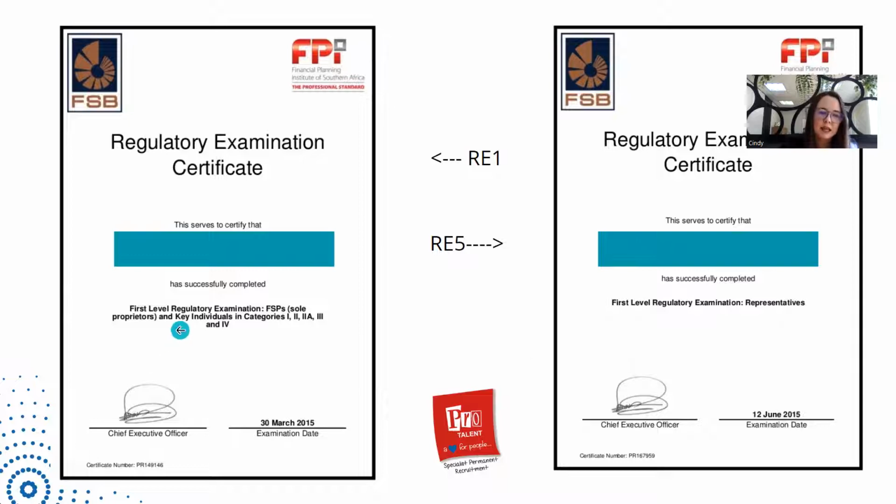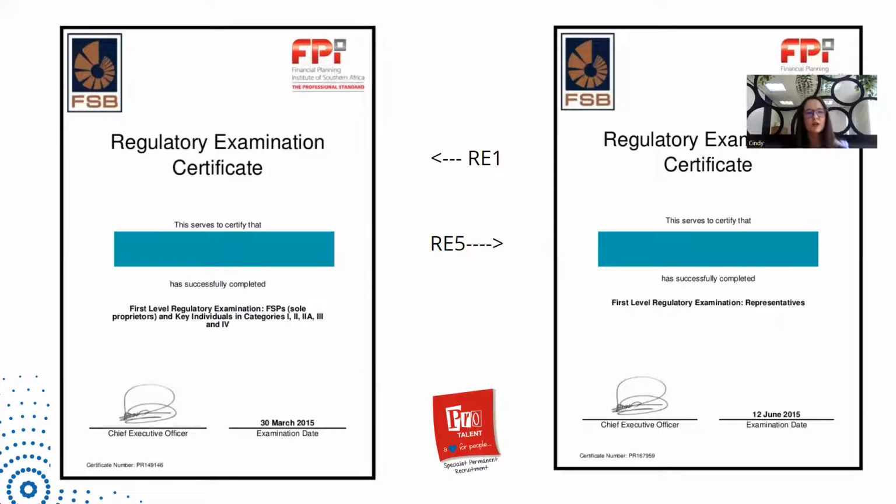If it says key individual, and it's for all the categories, you'll see this one lists categories 1, 2, 2A, 3, and 4, then it's an RE1. If it was only for category 2 and 2A, it would have been an RE3. And if it was only for category 3, it would have been an RE4. I hope this clears up a little bit the difference between an RE1 and an RE5.